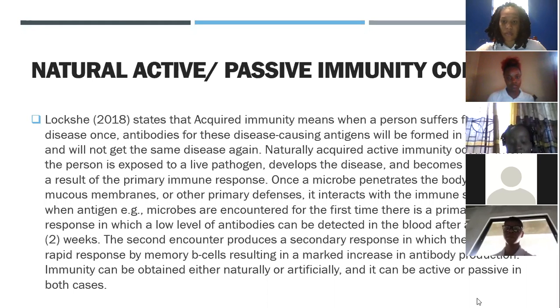Once a microbe penetrates the body's skin, mucous membrane, and other primary defenses, it interacts with the immune system. When antigen microbes are encountered for the first time, the primary response is a low level of antibodies that can be detected in the blood for about 2 weeks. The second encounter produces a second response in which there is a rapid response by the memory B cells, resulting in a marked increase in antibody production. Immunity can be obtained either naturally or artificially, and it can be active or passive in both cases. That's it.